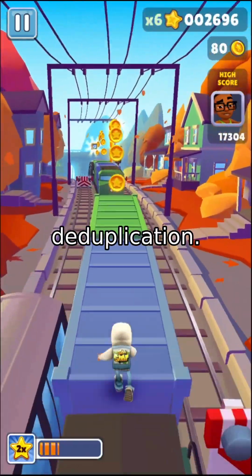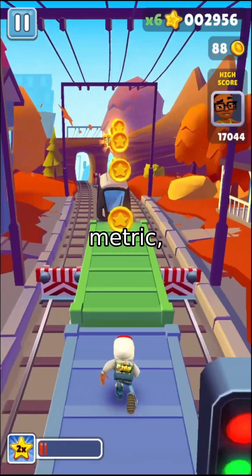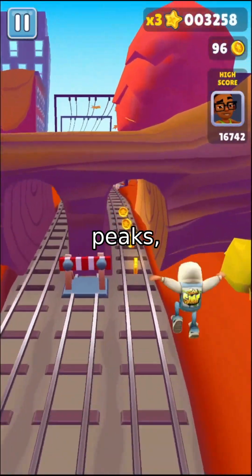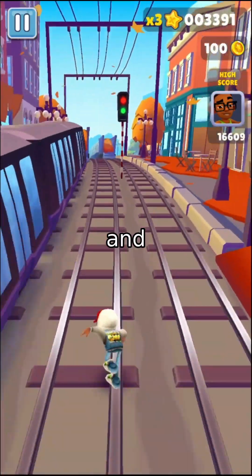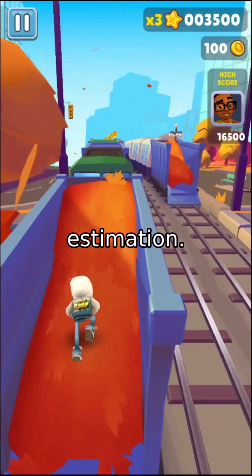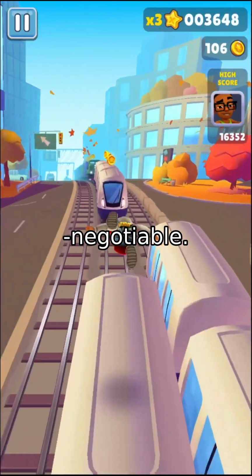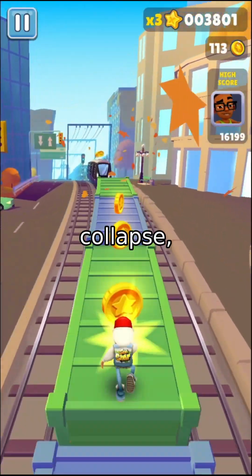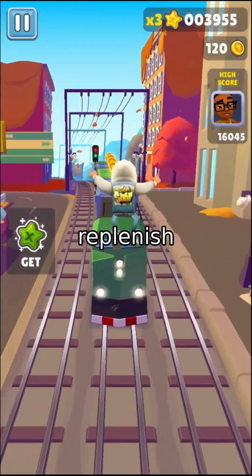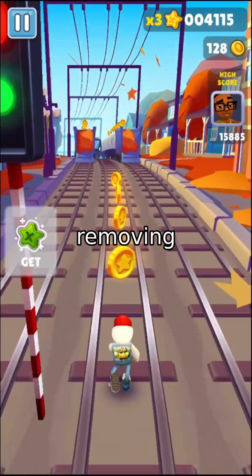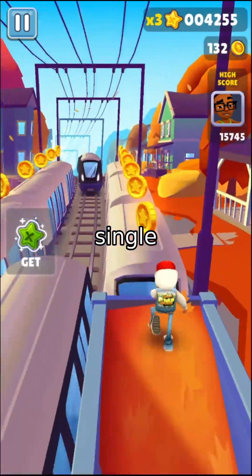Phase 3 is deduplication. Using an L-infinity metric, ChiSao removes spatially overlapping confirmed peaks, keeping only the highest quality one and preserving its inverse Hessian for width estimation. This step is non-negotiable. Disabling it causes immediate mode collapse, because the receding phase would otherwise replenish consumed slots from known peaks without removing them, saturating the population at a single mode.